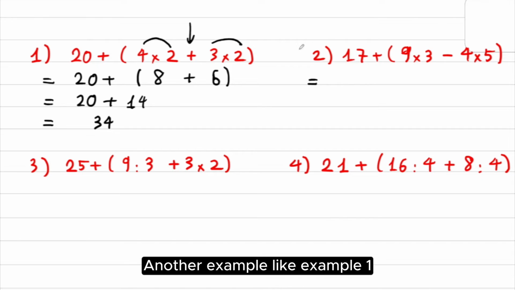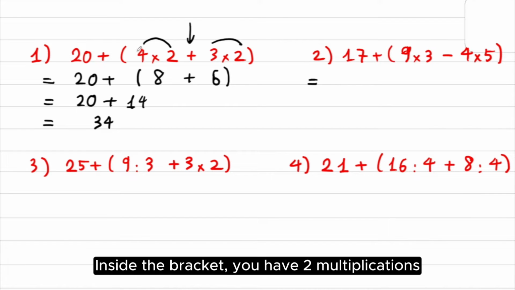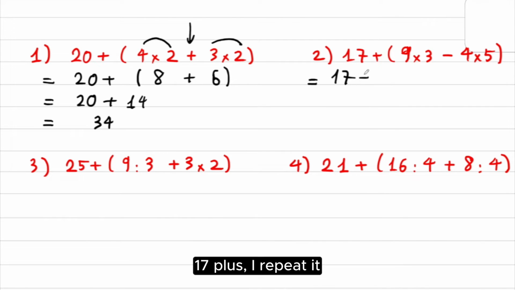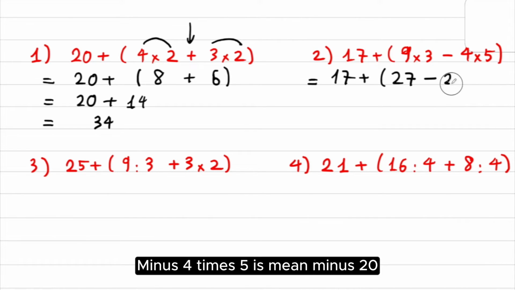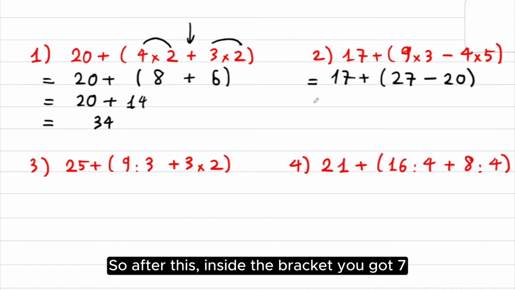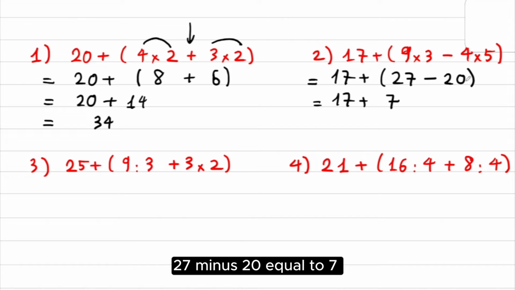Another example like example 1. Inside the bracket, you have two multiplications. 17 plus, I repeat, 9 times 3, you get 27. And another multiplication is 4 times 5. Minus 4 times 5 means minus 20. So after this, inside the bracket, you get 7. 27 minus 20 equals 7. 17 plus 7 is 24. Yes, 24.